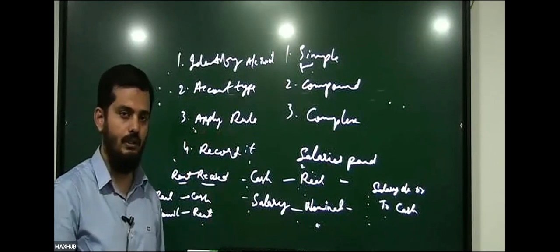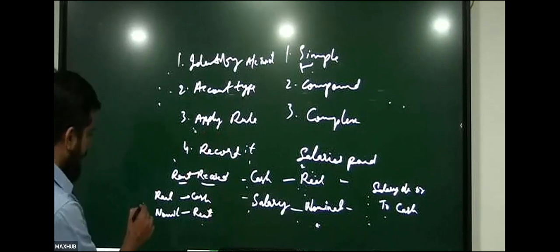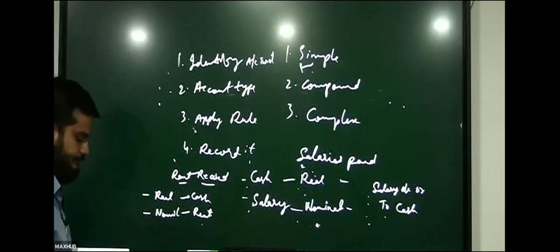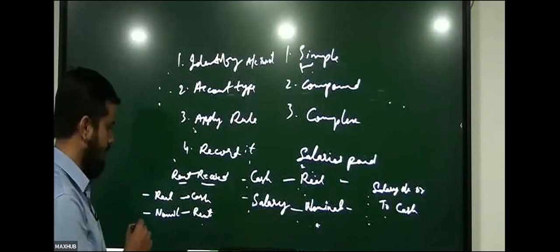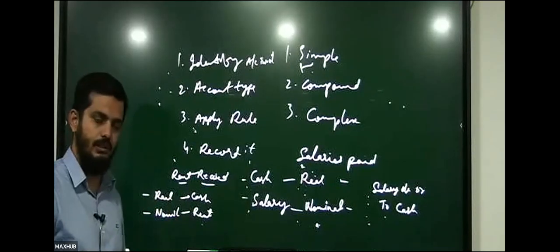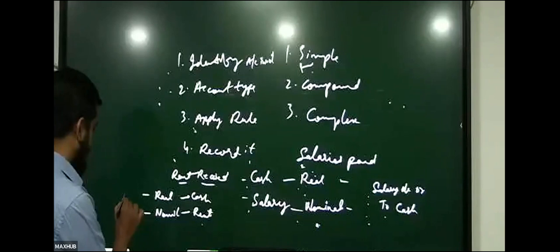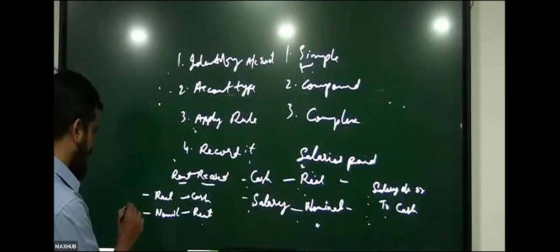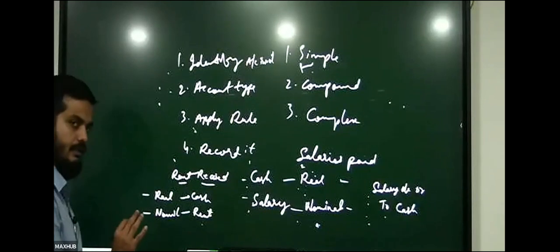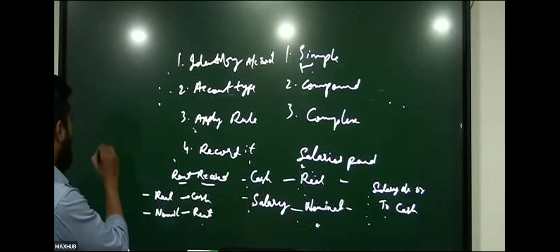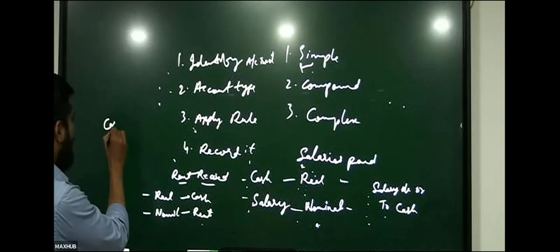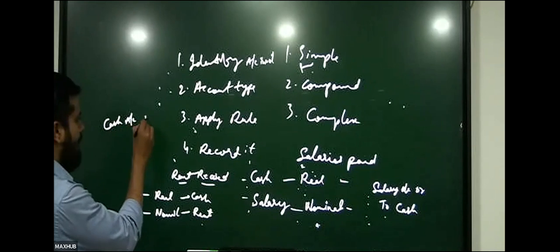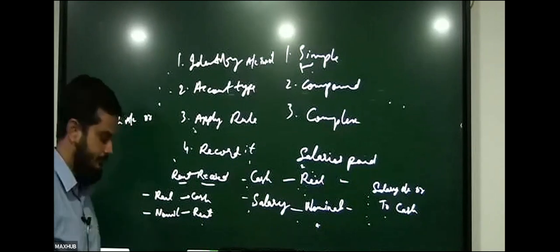Apply the golden accounting rule. What is the rule for a real account? Debit what comes in, credit what goes out. So is cash coming in or going out in this case? Coming in, so I have to debit it. Maybe I can write the rule here. Coming in, I have to write on the debit side. So my entry is cash account debit.